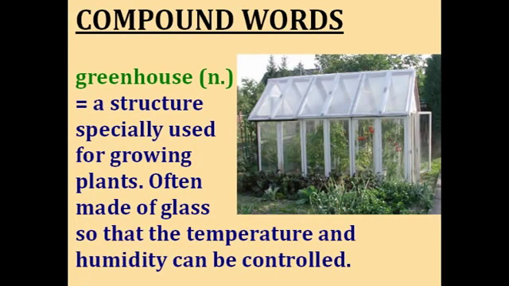A greenhouse is a structure especially used for growing plants. You'll see these used in gardens. I think this greenhouse in the picture has some tomatoes inside it. It's used for growing flowers, for growing vegetables, and a greenhouse is usually made of glass so that the temperature and humidity inside it can be controlled.